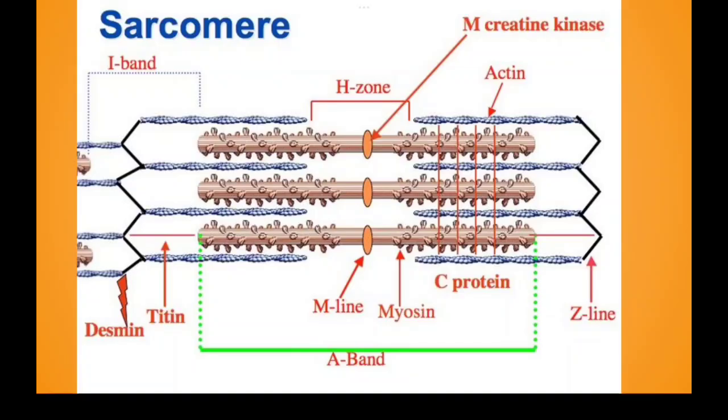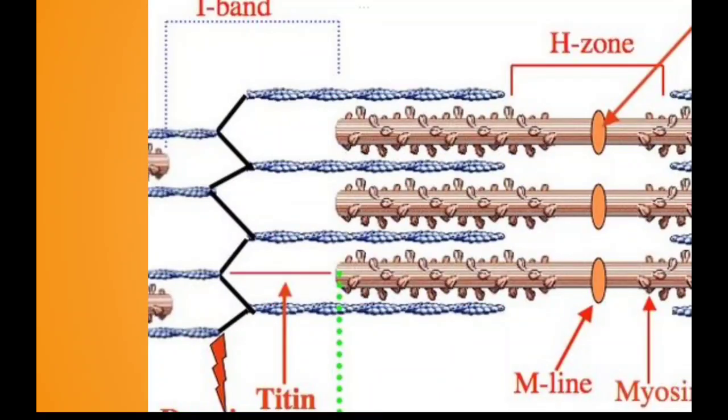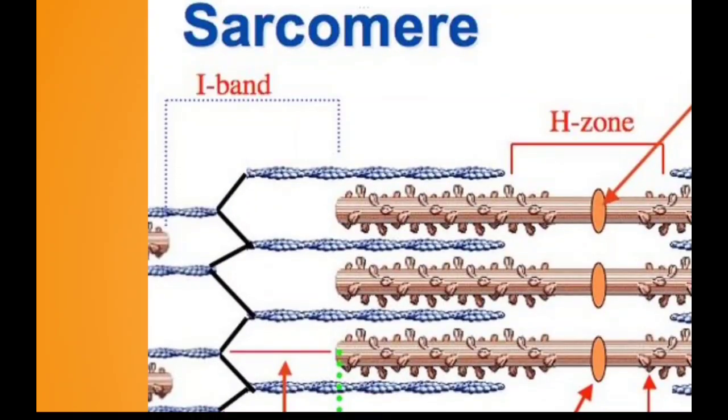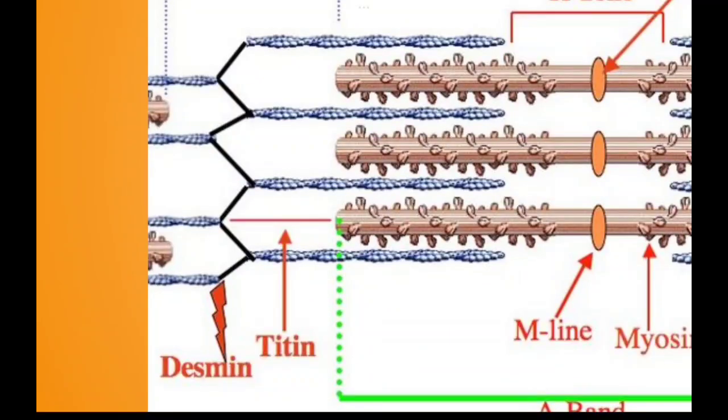Now coming to the next one, which is the I band. In the I band, you can see the lighter region wherein there are no myosin filaments, there are only actin filaments and a Z line. So that is the I band, and it is a light band. It consists of only thin filaments, which is actin filaments only, can be seen. So it is a thin region. So that covers the I band.